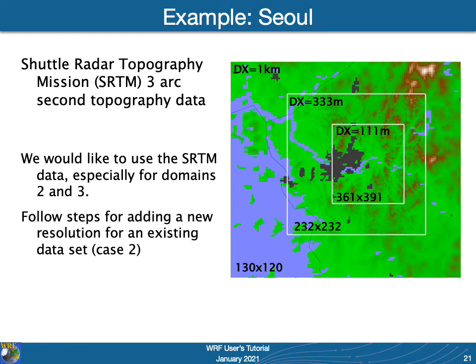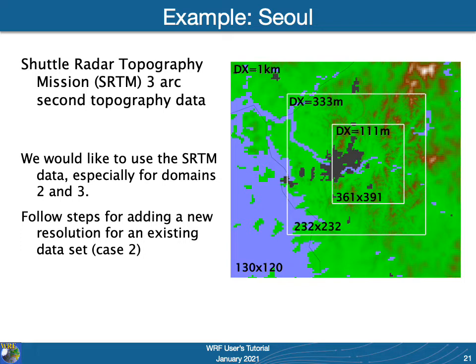So as another example, we're going to suppose that we're running some high-resolution simulations that nest down to 111-meter resolution over part of the city of Seoul. Because the default data set that we provide for topography is at 30 arcseconds of resolution, that's about 925-meter grid spacing at the equator, that's certainly a sufficient data set for our outermost 1-kilometer domain in the simulation.